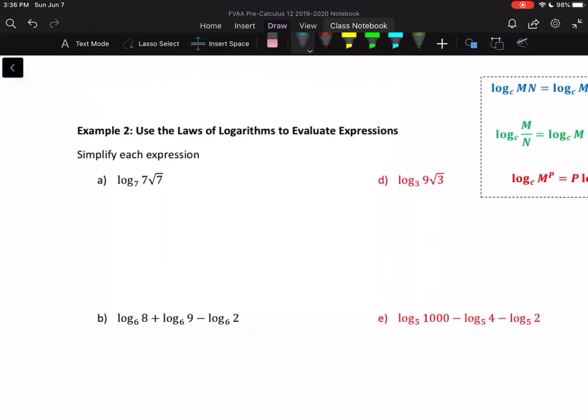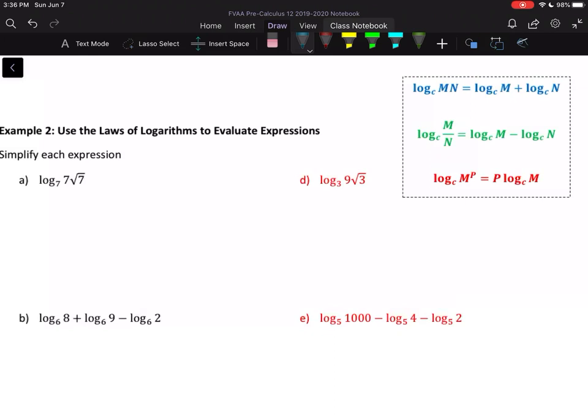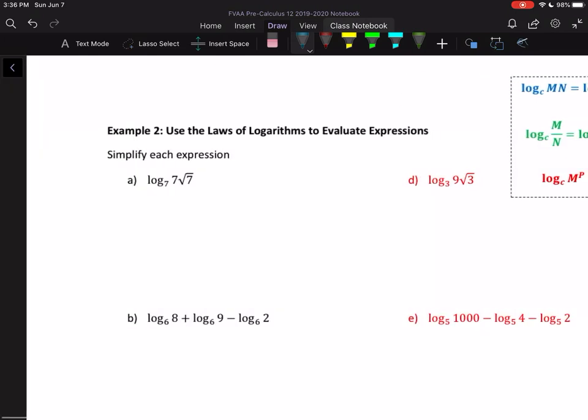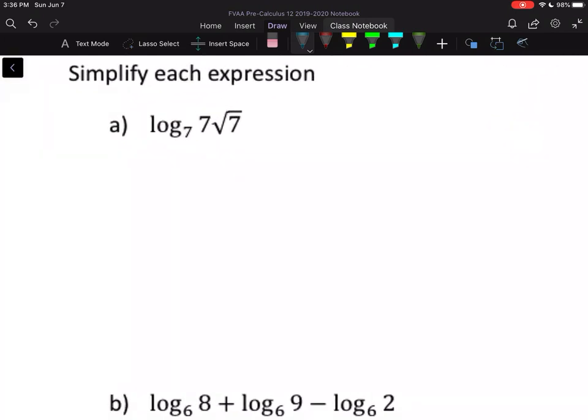Example number 2, use the laws of logarithms to evaluate the expression. So here, I'm trying to use these laws to figure out a way to solve these questions without using calculators, essentially. So what can we do here? Well, first let's separate these based on the product law rule there. Product law of logarithms. So I get log base 7 of 7 plus log base 7 of 7 raised to the 1/2. Okay, so far so good, right?